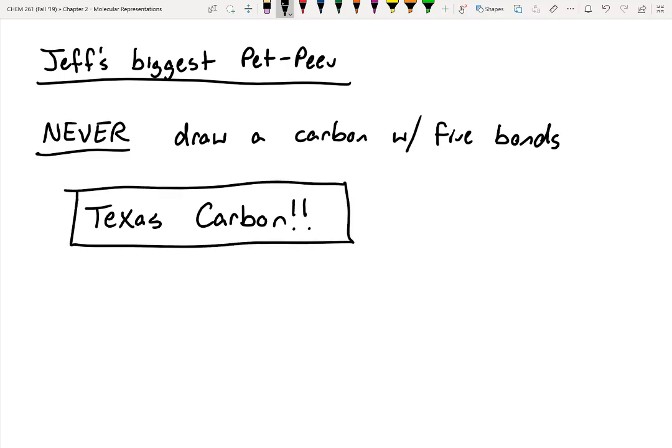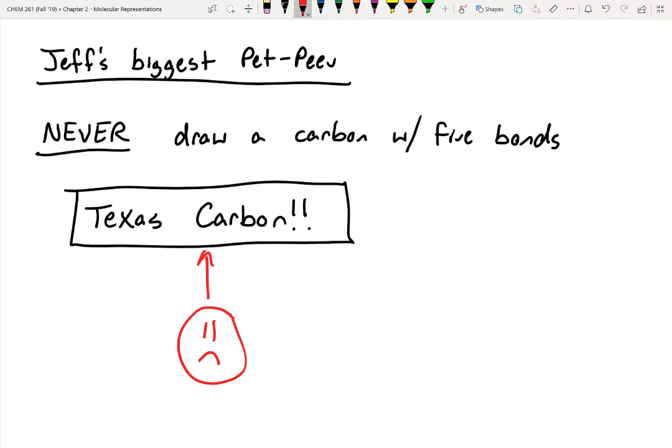So the Texas carbon is a carbon that has 5 bonds. What I do when I see it on an exam, quiz, or homework is I draw an arrow to it and a frowny face, and you will know that you disappointed me. So try to avoid disappointing me and avoid drawing Texas carbons. I know sometimes they slip in, but we'll do our best to avoid them.